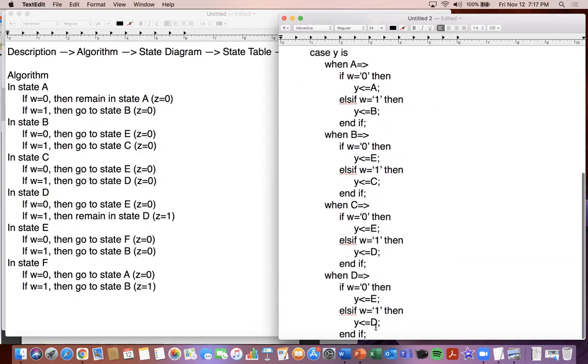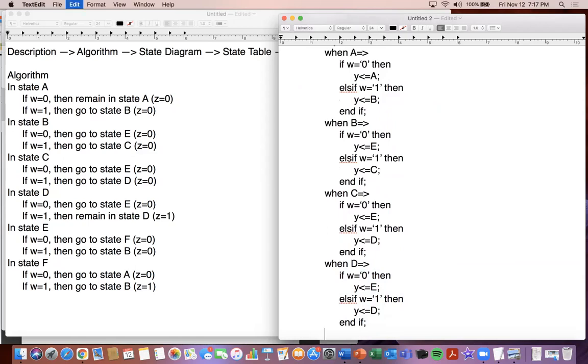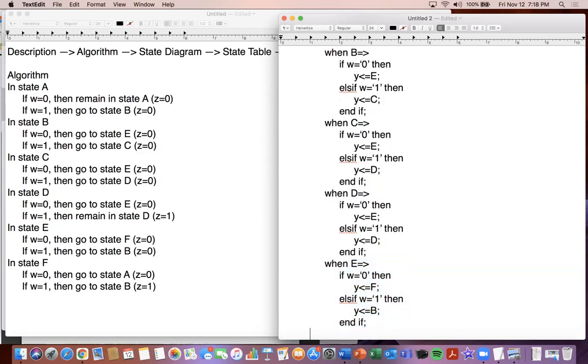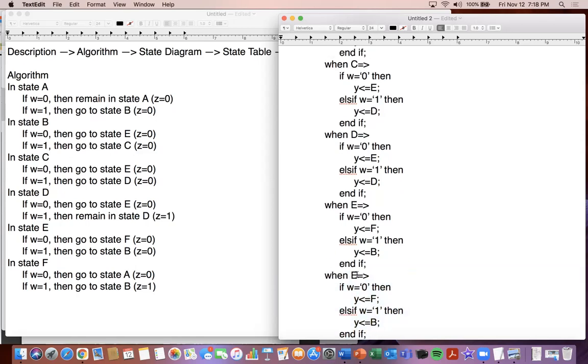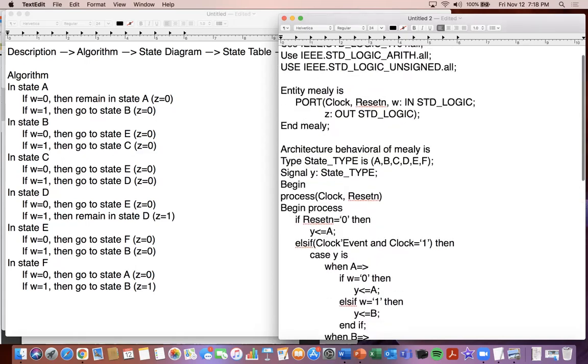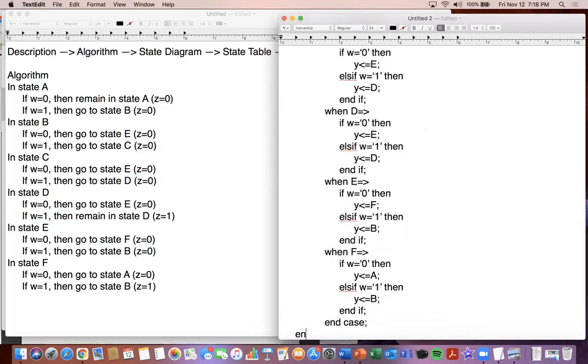And then in state E, if W is equal to 0, then go to state F. If W is equal to 1, go to state B. Then our last one, when F, if it's 0, go to state A. If not, go to B. And then we're going to end this case. We're going to end the if. We're going to end the process.